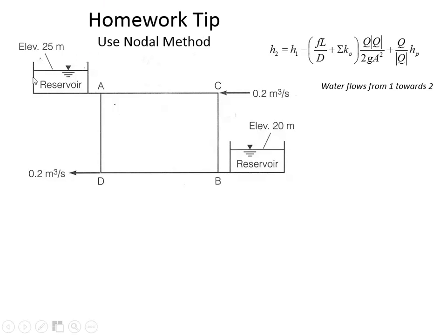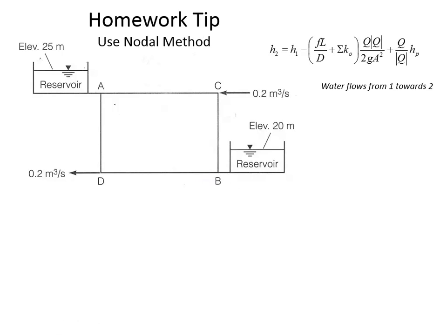And we've got a reservoir connected to a pipe network, two reservoirs, and because we know the elevation of the water surface in the reservoir, that means that we know the head at A is 25 meters. We assume that there's no losses in the pipe between here and here. And we assume that the head at B is 20 meters.